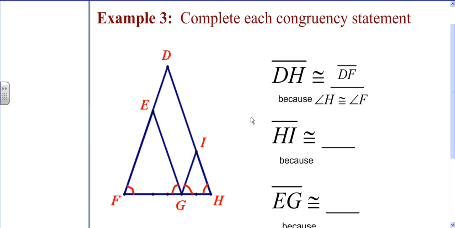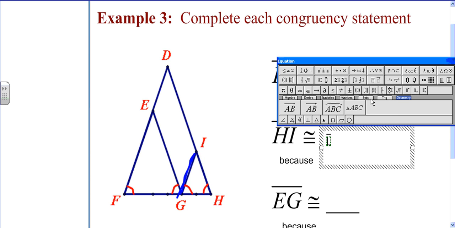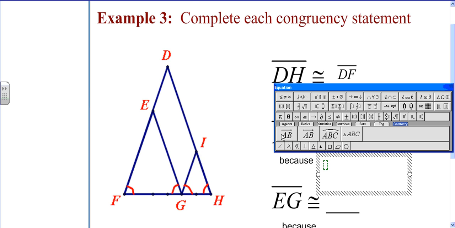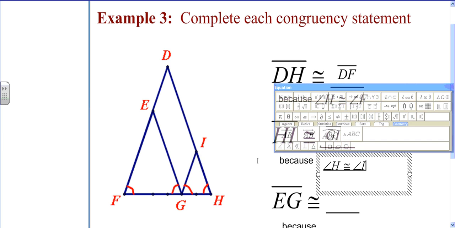So let's do the next one. Side HI, which is here, has to be congruent to side GI. So we'll fill that in here, side GI. And again, why do you know that that's true? How do we know that these two sides are congruent? Because their base angles are congruent. Now in this case, we have to be a little bit more careful about how we write that congruency statement. We can say angle H because it's the only angle there, but we have to name the other angle. We can't name it angle G because there are 3 different angles at angle G, so I have to call it angle IGH.